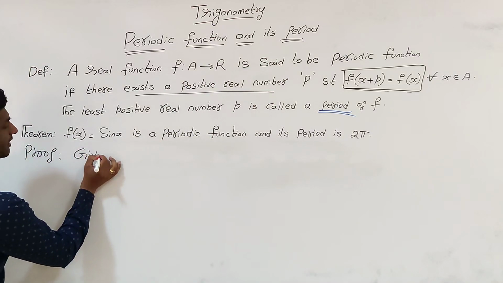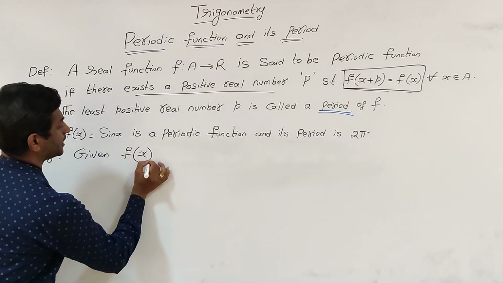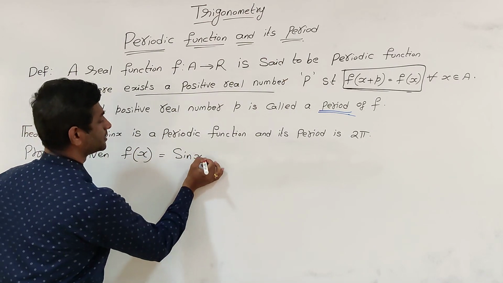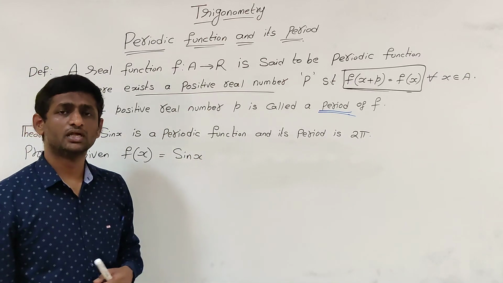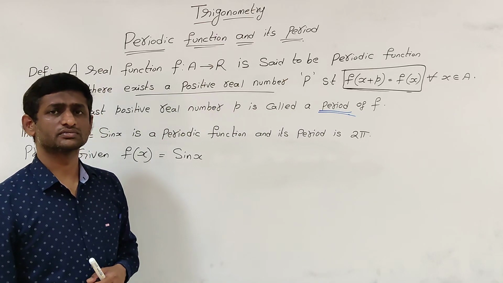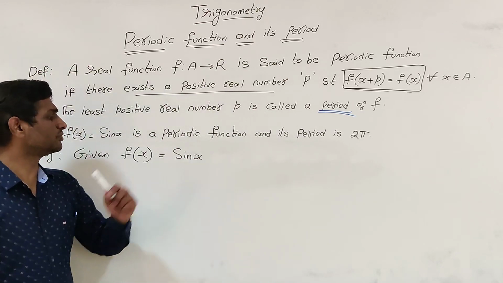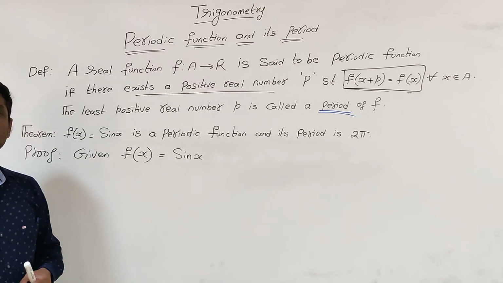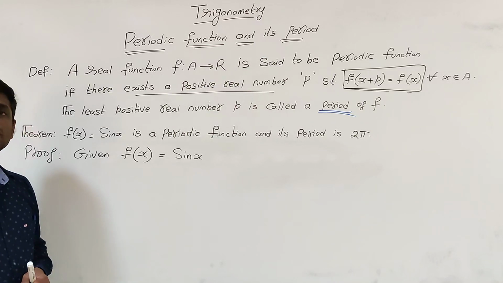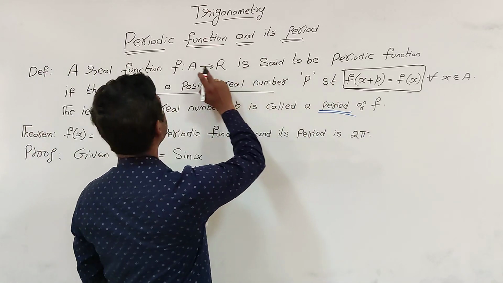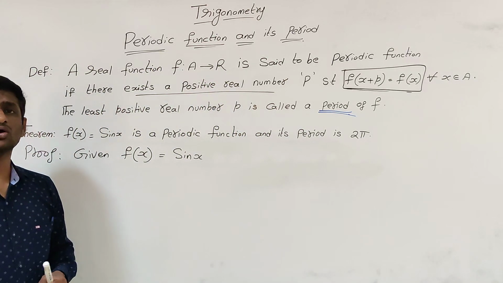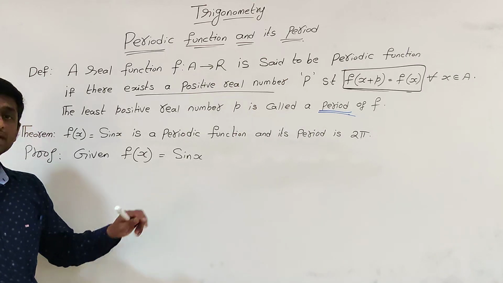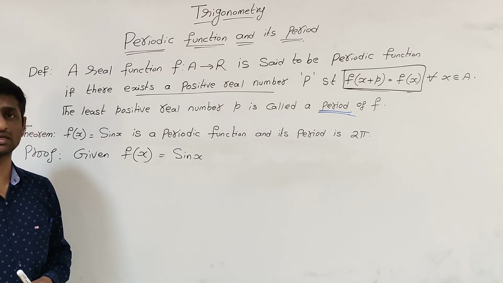What is given: f of x is sin x, a trigonometric function, and we know the domain of sin x. The domain is all real numbers. That is, A is minus infinity to plus infinity. And what is the codomain? Codomain is R. And what is the range of sin x? It is the closed interval minus 1 comma 1.